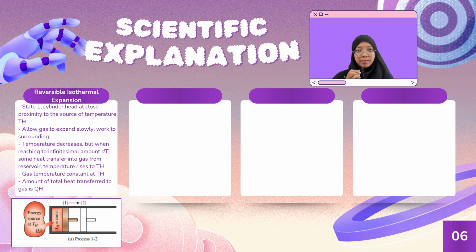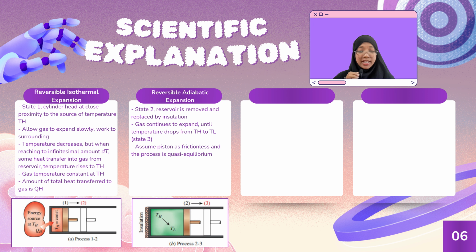Firstly, reversible isothermal expansion. During initial state 1, the cylinder head is in close proximity to the source of temperature, allowing gas to expand slowly, doing work on the surroundings. As the gas expands, the temperature decreases. As it reaches a certain amount of change in temperature, some heat is then transferred from the reservoir into the gas, causing the temperature to rise. This is how the gas temperature remains constant at TH. The amount of total heat transferred to the gas is QH.